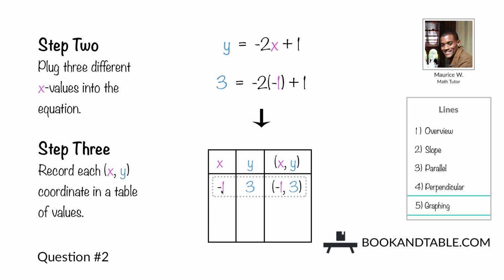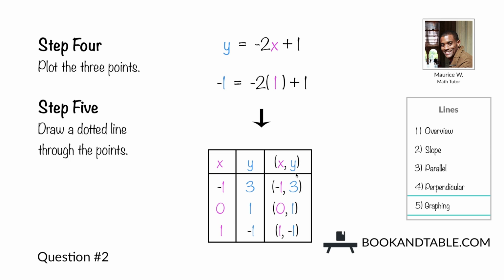So when we plug in negative 1 for x, we get negative 2 times negative 1, which is positive 2. Positive 2 plus 1 gives us 3. So when x is negative 1, y is equal to 3. When we plug in 0 for x, we get 0 times negative 2, which gives us 0. 0 plus 1 gives us 1. So when x is 0, y is 1. And our third point, when we plug in x is 1, we get negative 2 times 1, which is negative 2. Negative 2 plus 1 is negative 1. So when x is 1, y is negative 1. So now we have the 3 points that we would like to plot.